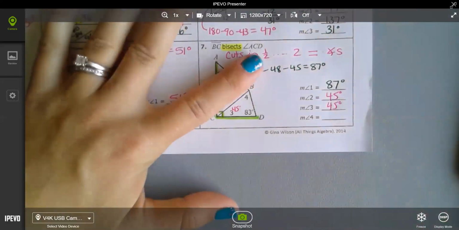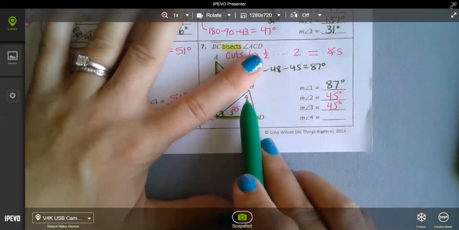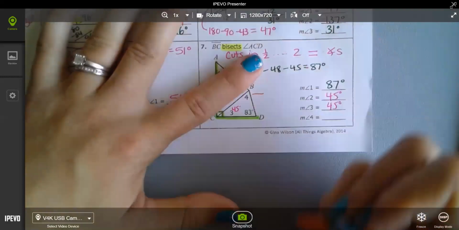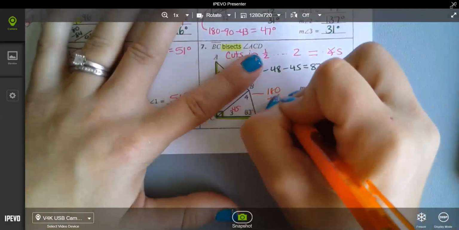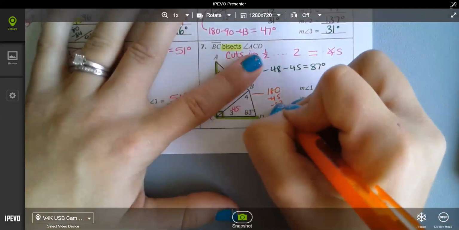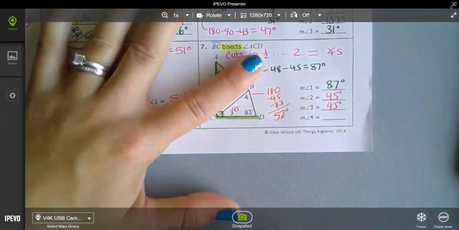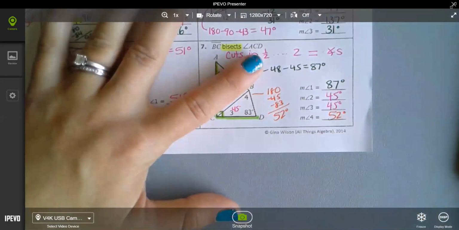And then if I look at this triangle, I know that that's 45 and I know that that's 83. So now we can find number 4. Number 4, 180, subtract 45, subtract the 83, and we have 52 degrees left over. So angle 4 must be 52 degrees.